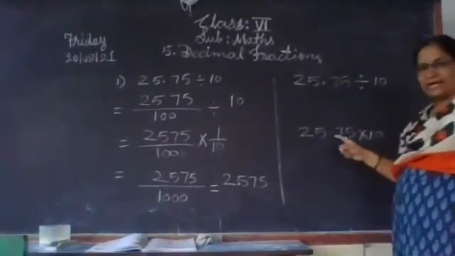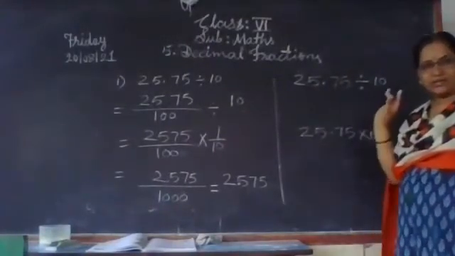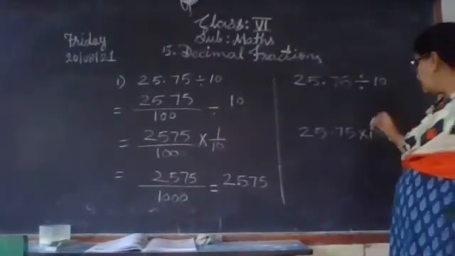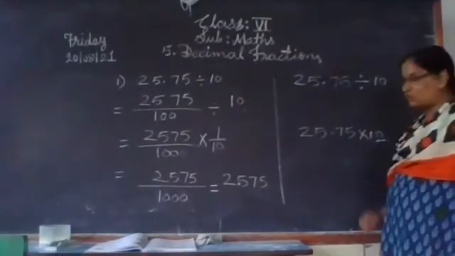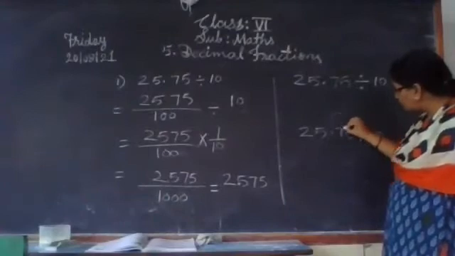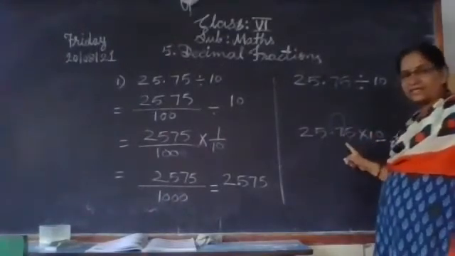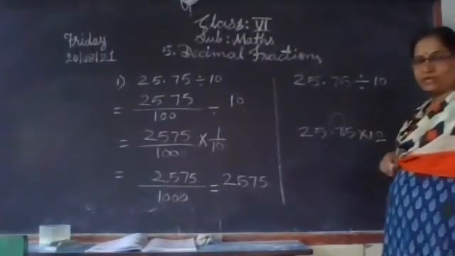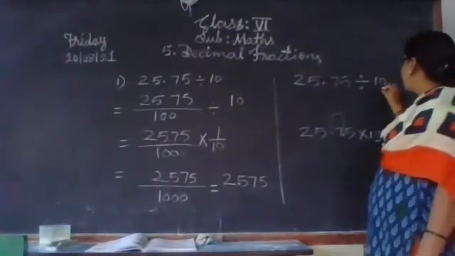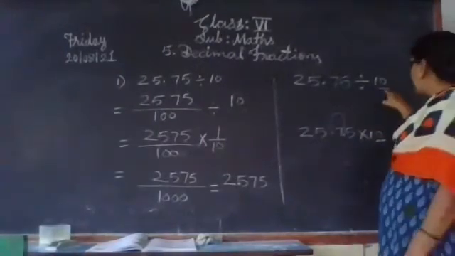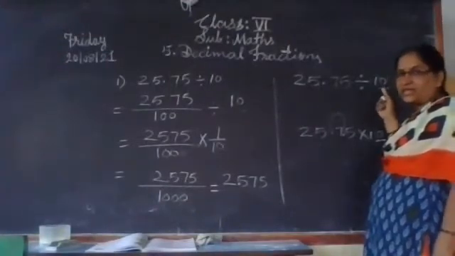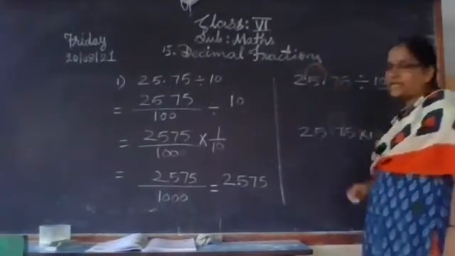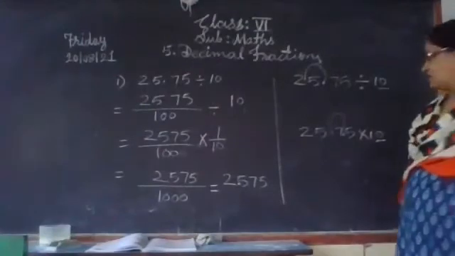So you have learned that while multiplying by 10, 100, 1000, 10000 and so on, we have to shift the decimal towards the right side. This 10 has 1 zero, so you have to move or shift this decimal point one place to the right side. Okay. And division is just the opposite of multiplication. So here, by dividing by 10, 100, 1000, first count the number of zeros. 10 has 1 zero. So you have to shift the decimal point one place towards the left side.